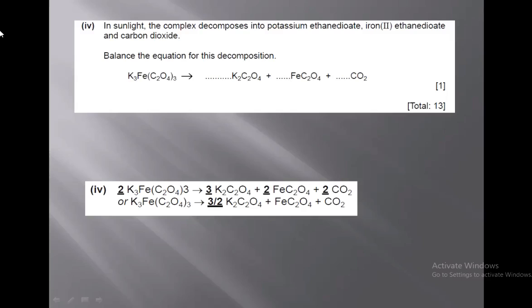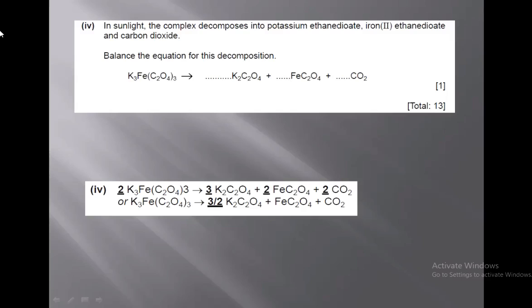All you have to do is balance the potassium first. If you balance the potassium first, you would have to write 3 on the right side while 2 on the left side. So potassium becomes 6 on both sides. While for the iron, as iron gets unbalanced, 2 is to be written on the iron oxalate side, that is your right side, and further 2 is to be written with the carbon dioxide so as to balance the whole equation. The answer of this whole balancing is written at the bottom of the slide.